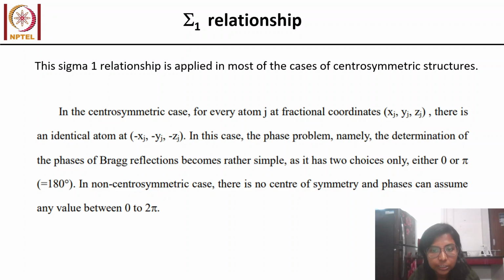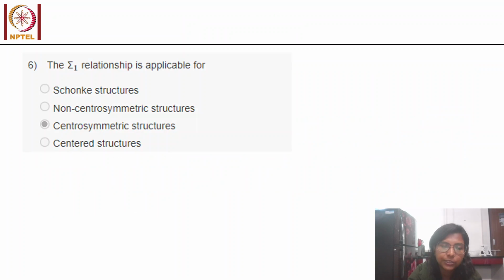In this case, the phase problem, namely the determination of the phases of Bragg reflections, becomes rather simpler because it has only two choices, either 0 or pi, which is 180 degrees. In the non-centrosymmetric case, there is no center of symmetry and the phases can assume any value between 0 to 2 pi. So the sigma 1 relationship is applicable for what type of system? Obviously, it is applicable for centrosymmetric systems.